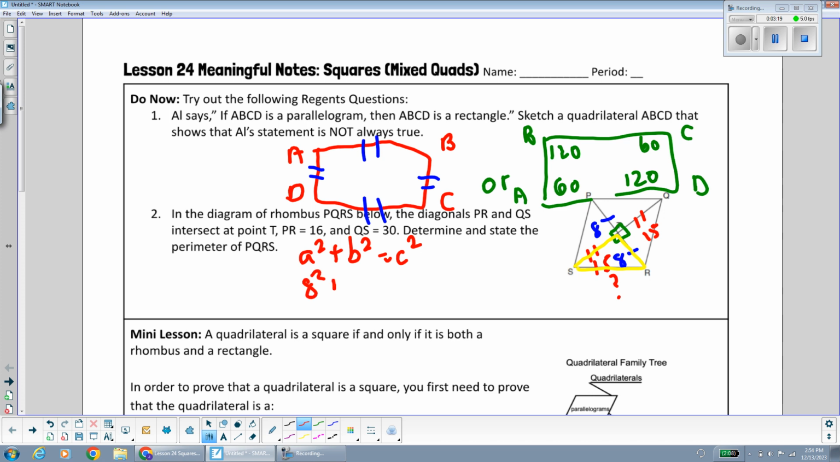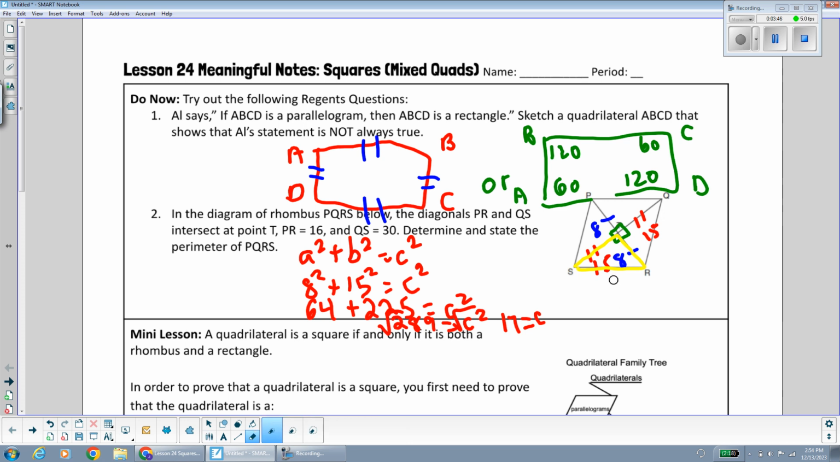So I'm going to plug in those legs for A and B, and I'm trying to find the hypotenuse, which is C. So that's 64 plus 225 is equal to C squared. And that is 289 for C squared. To get C by itself, we're going to take the square root of both sides. So C is equal to 17. So the hypotenuse of the right triangle that we just found is 17.